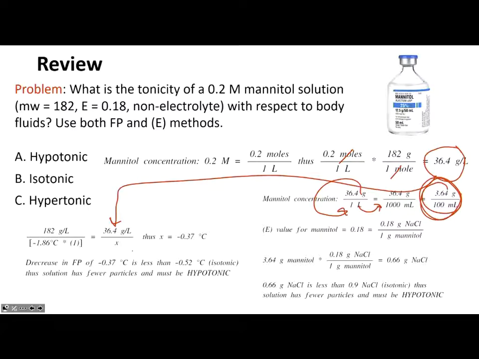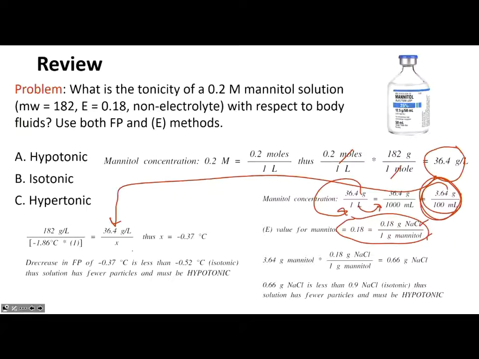Now, once you have your concentration in grams per 100 mils, let's look at the E-value. Remember, you had to remember this. What are the units for the E-value? I will provide you no units. I'll just give you the value at 0.18. You know that 0.18 for an E-value means what? 0.18 grams of sodium chloride per gram of drug, in this case per gram of mannitol, okay? This is an important step. You must be able to do that and set up the correct units in the right spot.